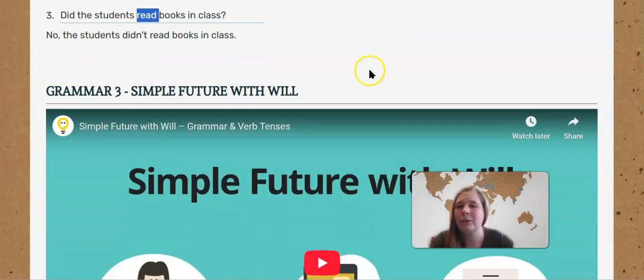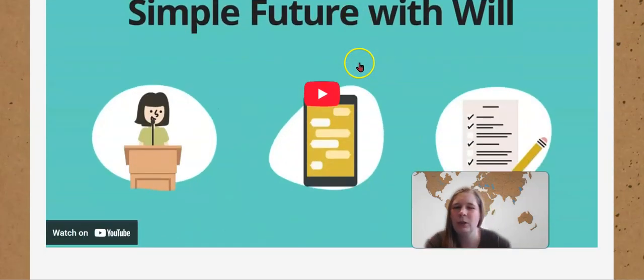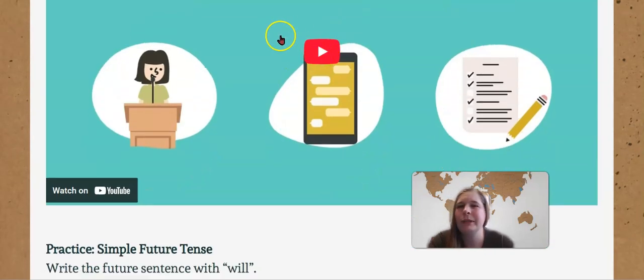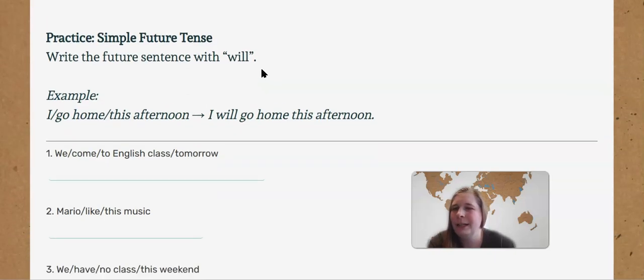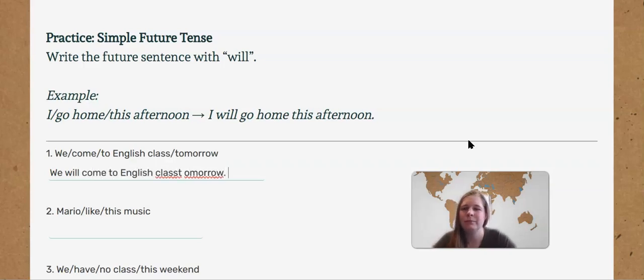Next, we'll practice the future tense, the simple future using will. Remember, we use will for plans or predictions in the future. Will plus a simple verb. Let's write the sentence. We will come to English class tomorrow.